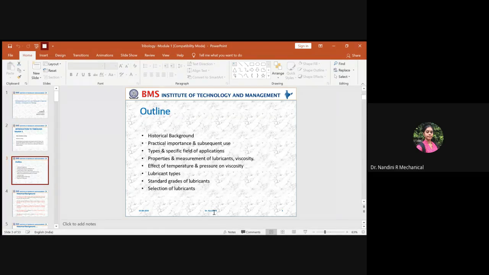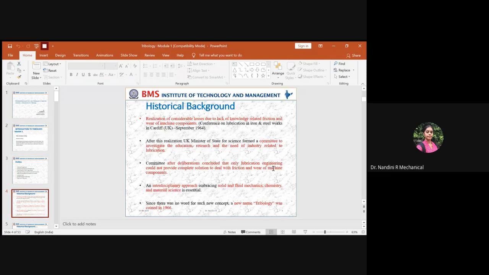So this will be our overview or outline for module 1, what I will be discussing with you. You know what friction, lubrication, and bearings mean. But how did tribology emerge? What was the need for the subject tribology to come together when areas like friction, wear, lubrication, and bearings were already established? You have to understand that first, so we will deal with our historical background.